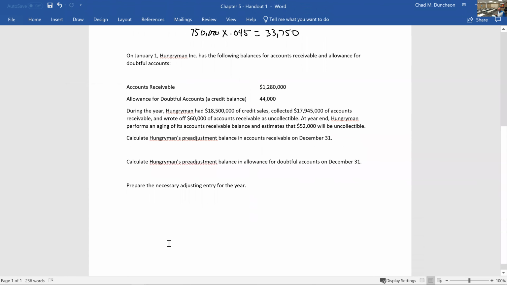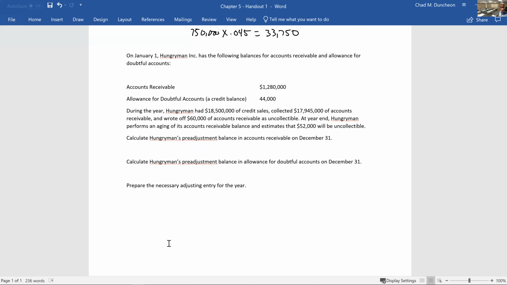Question number 3, on January 1st, Hunger Man has the following balances for receivables and allowances. Okay, so this is the beginning of the year. We're given some balances here. Notice that the allowance for doubtful accounts is starting with a credit balance, which is important. Okay, we had 18,500 of credit sales, collected 17,944 and wrote off some accounts receivable as uncollectible.